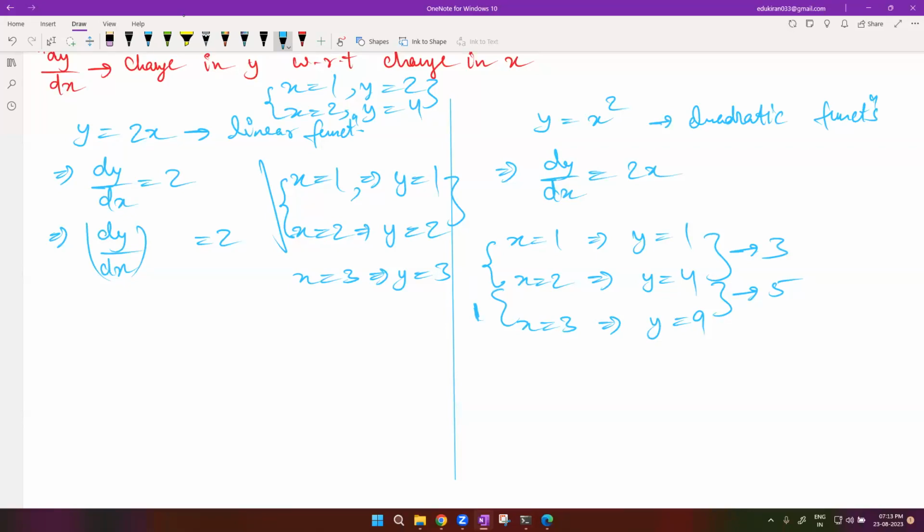Why? Because it depends on the x. If your x is increasing, the change is also increasing. Right? Because dy by dx was not constant. It depends on the x. So as your x increases, the change in y increases. It keeps on increasing if you put the bigger values of x.